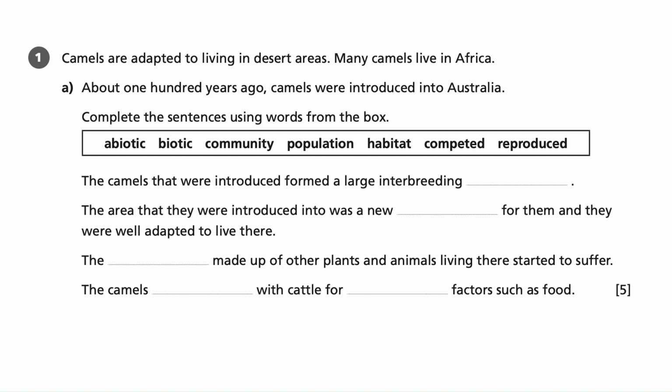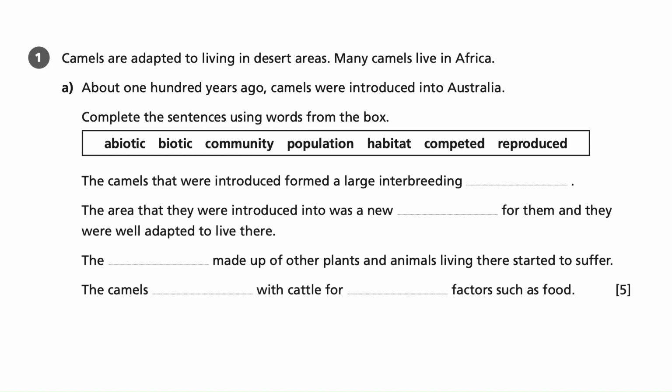Question 1. Camels are adapted to living in desert areas. Many camels live in Africa. Part A. About 100 years ago, camels were introduced to Australia. Complete the sentences using the words from the box. Okay, so we've got a number of words there to fill these spaces in the sentences. Now, as before in previous questions, we've got more words than there are spaces available, so we can't use the process of elimination. Let's get started.